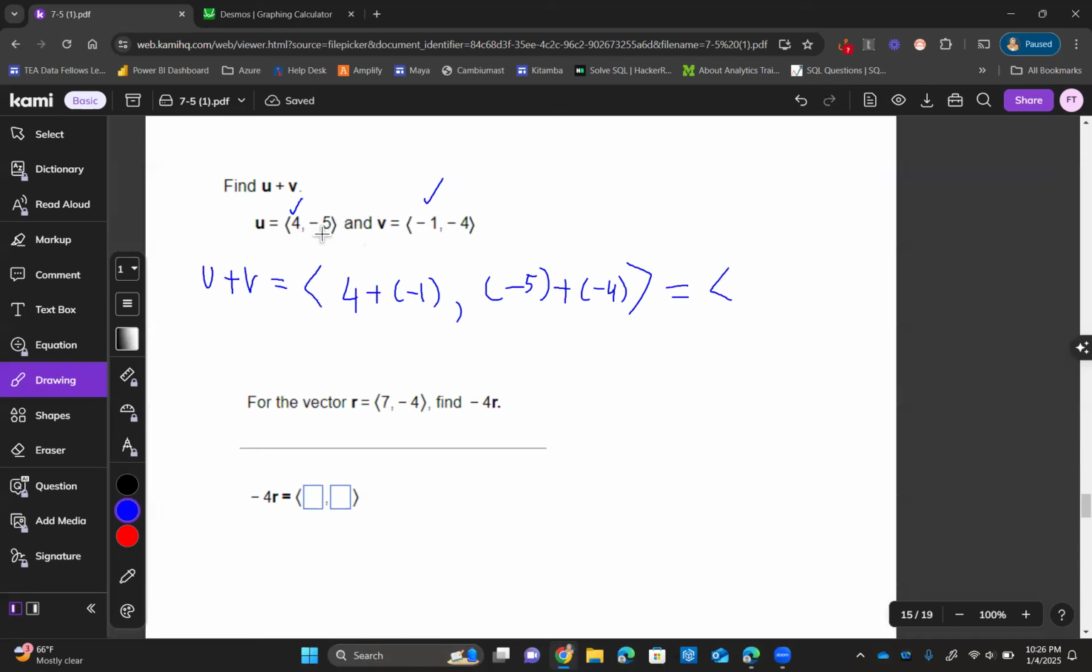So when we add the first numbers, the sum is 3. When we add the second numbers, the sum is negative 9. And this will be the expected answer for u plus v.